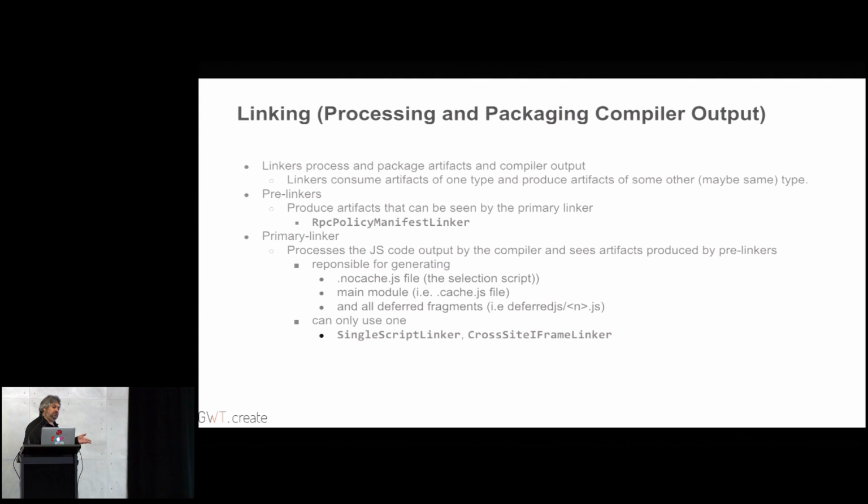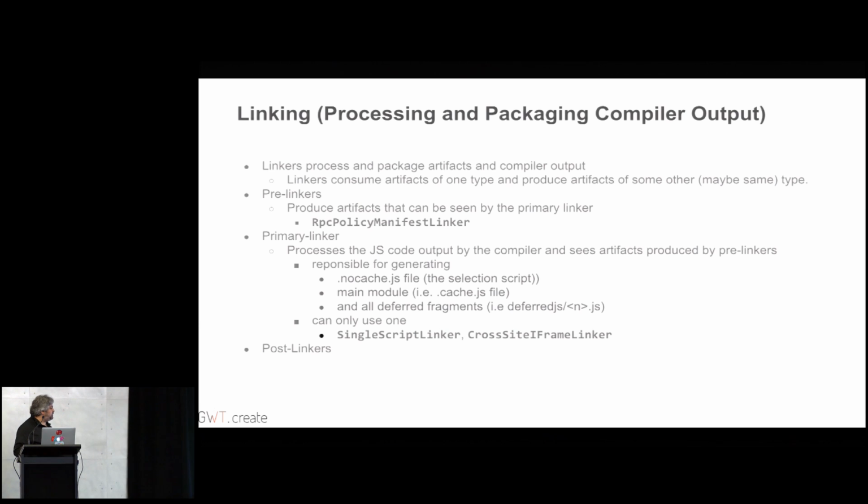The primary linker is the interesting one. It's the one that takes the JavaScript output and produces the actual files that you serve in your application. It's responsible for the selection script and creating the modules. And it can do, for example, the most common one, which is the cross-site iframe, it appends some lines, it encloses, it does some transformation, but it only sees the program as text. So they don't have an AST view of the program.